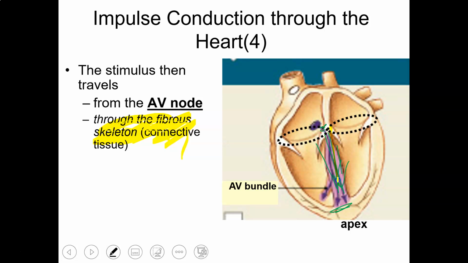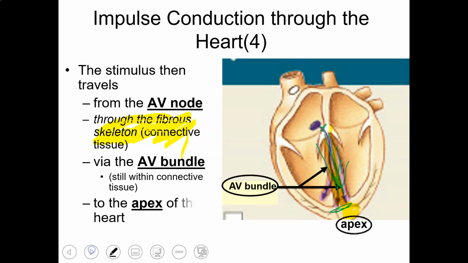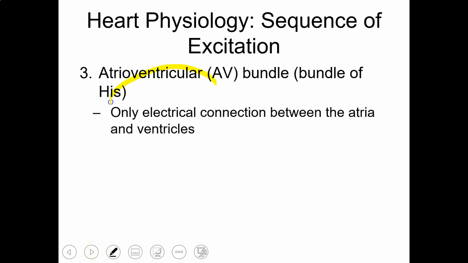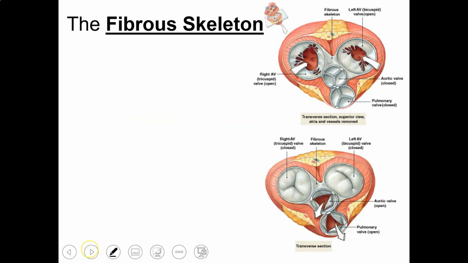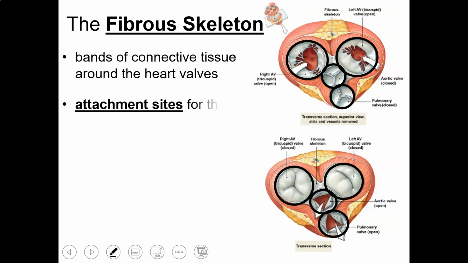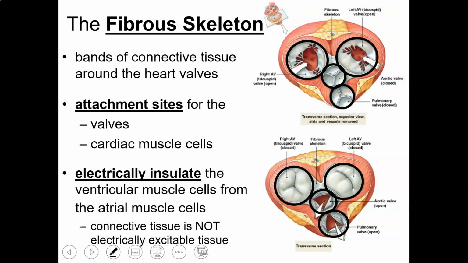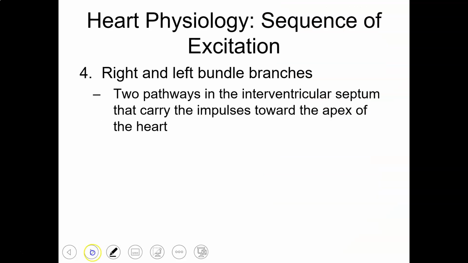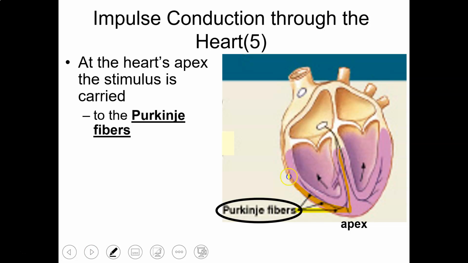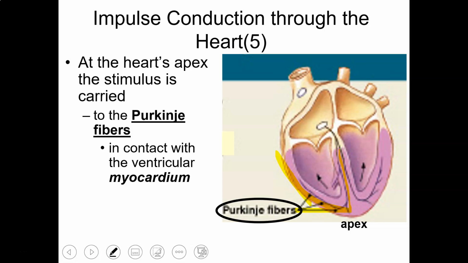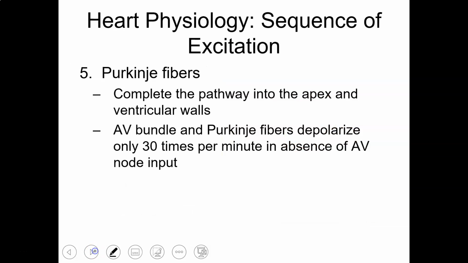Because that impulse is going to go here, and it's going to go all the way down to here, the apex, where it touches the muscle. That bundle of His is the only connection between the atrium and ventricles, and it's in this fibrous skeleton of the heart. Then we have the right and left bundle branches and the Purkinje fibers. We're going to go down here and come back up. Now, the Purkinje fibers are touching the cardiac muscle. So that impulse is going to spread through the cardiac muscle, and the ventricles are now going to contract.